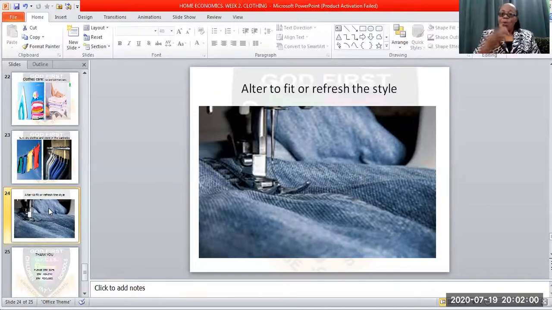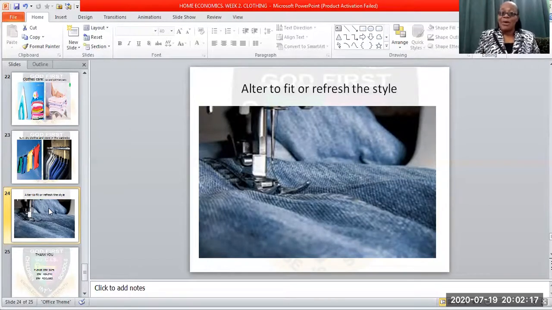Now, when the zip runs off, or when your button comes off, you have to fix it. Give it to mommy to fix for you. She will do it nice and beautiful.